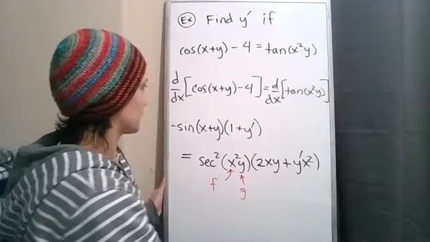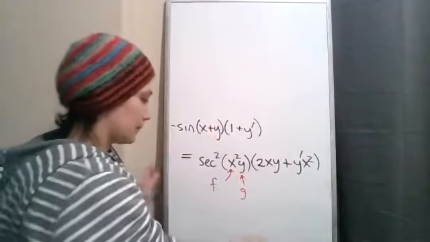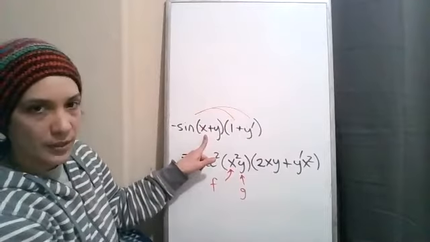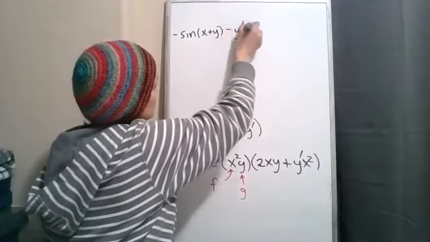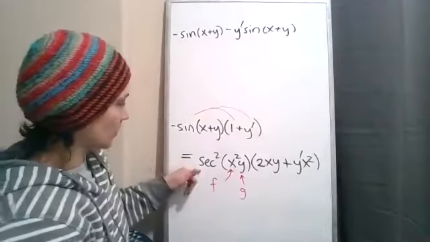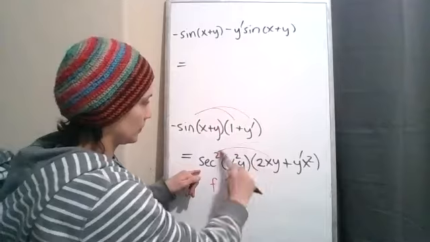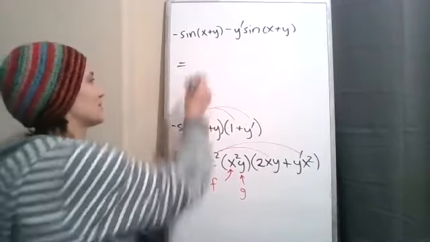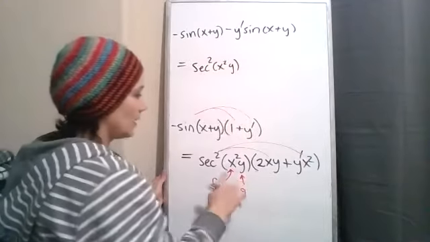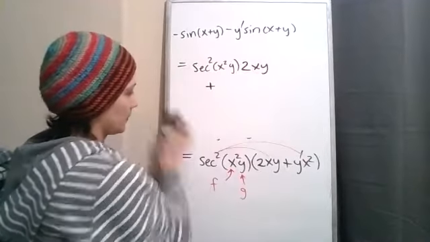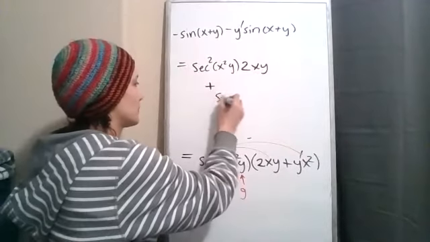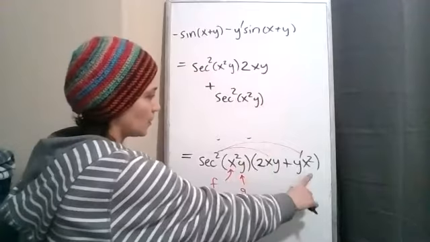All right. So the negative sine of x plus y, minus y prime sine of x plus y, is equal to secant squared of x squared y times 2xy, plus secant squared of x squared y times y prime x squared.